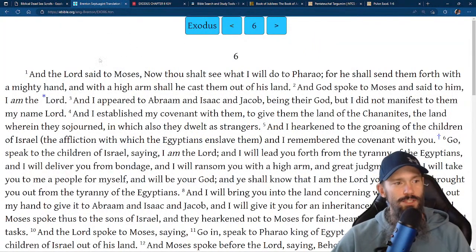Exodus chapter 6. And Yahuwah said to Moses, Now thou shalt see what I will do to Pharaoh, for he shall send them forth with a mighty hand and with a high arm, and shall cast them out of his hand. And Yahuwah spoke to Moses and said to him, I am Yahuwah.